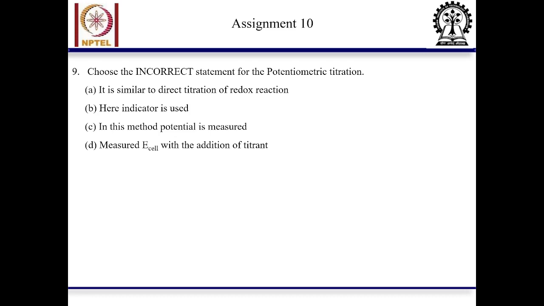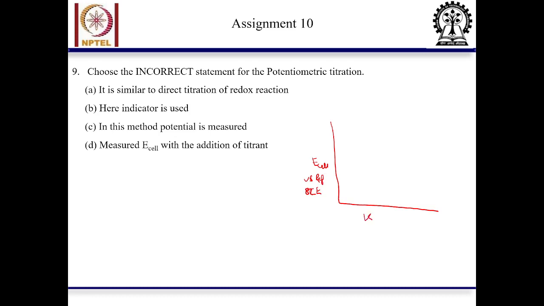Any other opinion? Okay, I will just go ahead and explain. So first of all, what is the potentiometric titration? In this potentiometric titration, we measure the cell potential versus some reference electrode, suppose your standard calomel electrode. Yes, you are right, the answer is B.